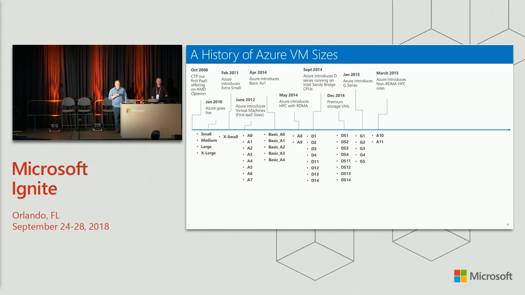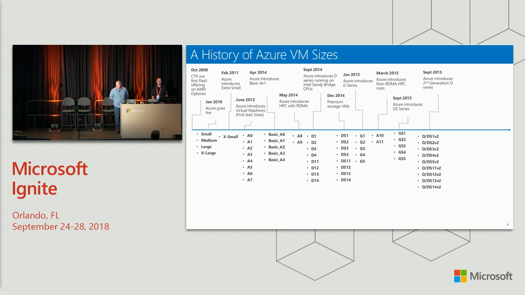The A10 and A11 were actually the same as the A8 and A9, just removing the InfiniBand, because we found customers wanted higher performance, high frequency sizes without paying for the extra of InfiniBand, and so we introduced the A10 and A11 sizes. And then we introduced a premium storage version of the G series a little bit later.